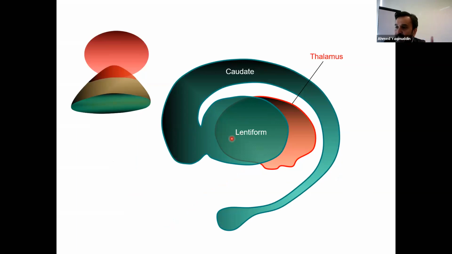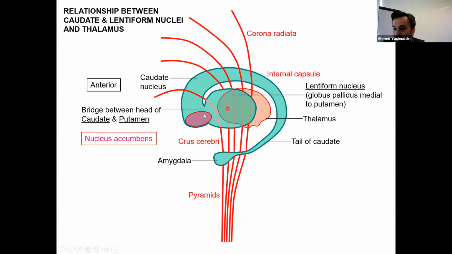Globus pallidus again has two parts. One is the globus pallidus externa, the other is globus pallidus interna. This is the thalamus, and in between the lentiform and the thalamus, you have the fibers of the internal capsule. So again, you are seeing the thalamus, globus pallidus interna, externa, putamen, and between the lentiform nucleus and the thalamus, you see the fibers of the internal capsule.